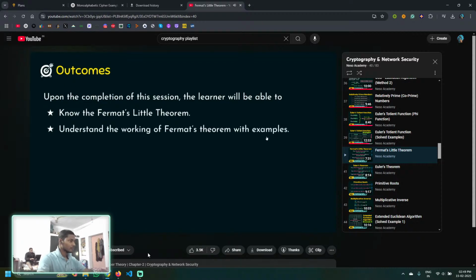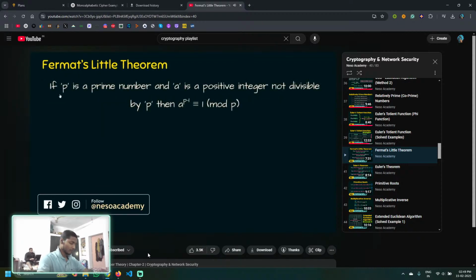Let's dive into the theorem first. Fermat's little theorem states that if p is a prime number and a is a positive integer not divisible by p, then a power p minus 1 is congruent to 1 mod p. So if you note here, when you take a prime number p and a positive integer a, any positive integer a, the only condition is that a is not divisible by p.